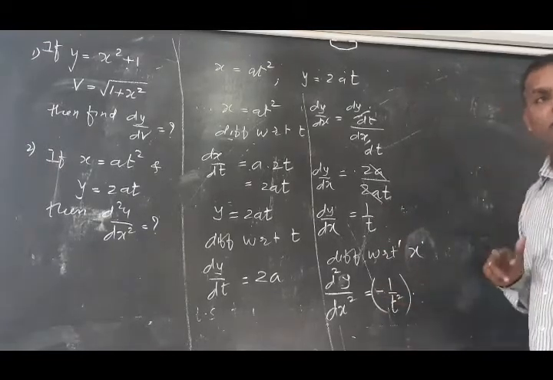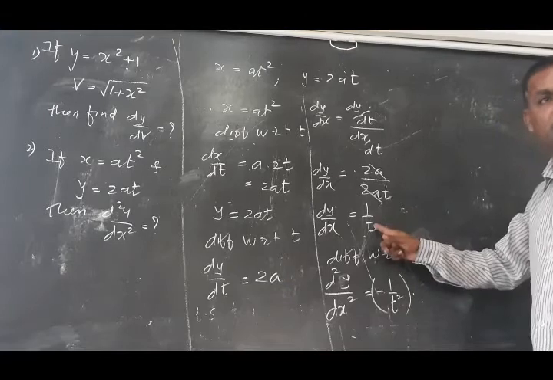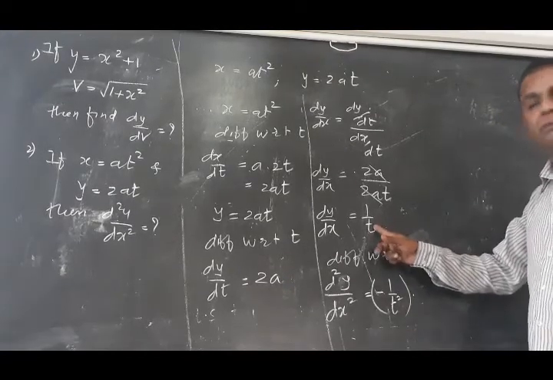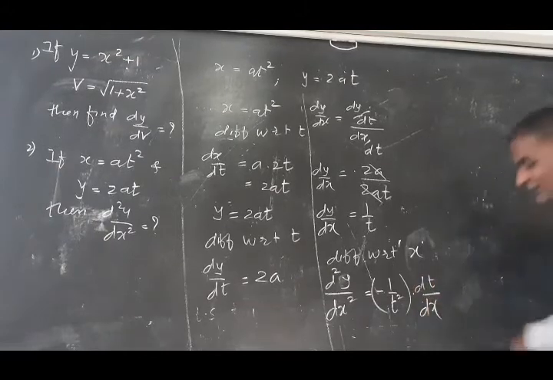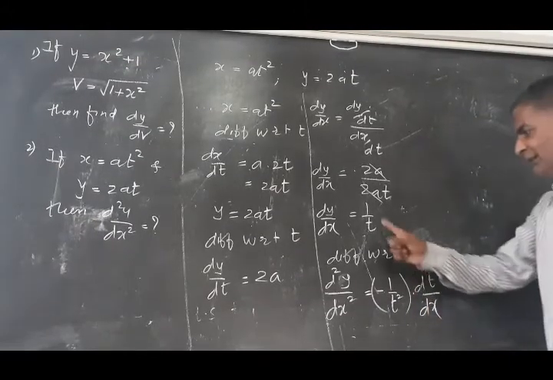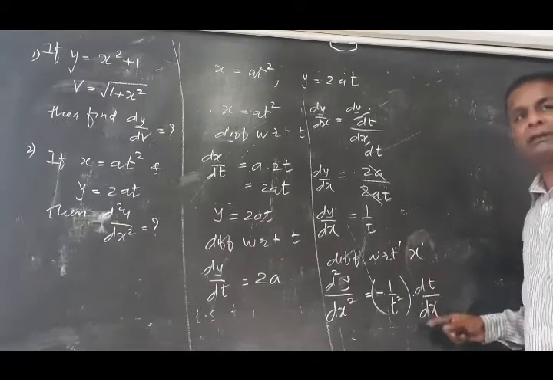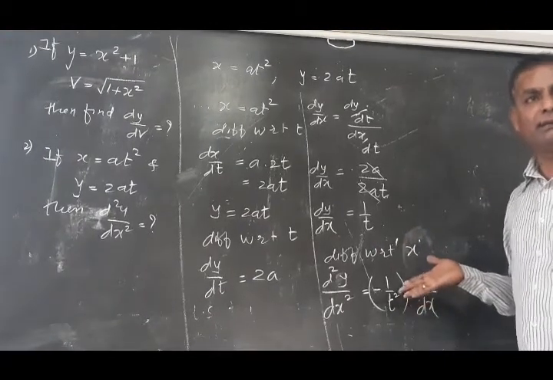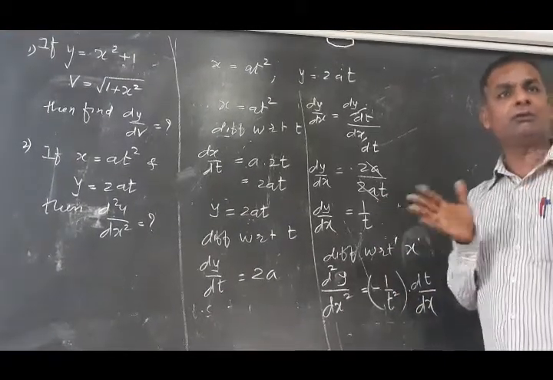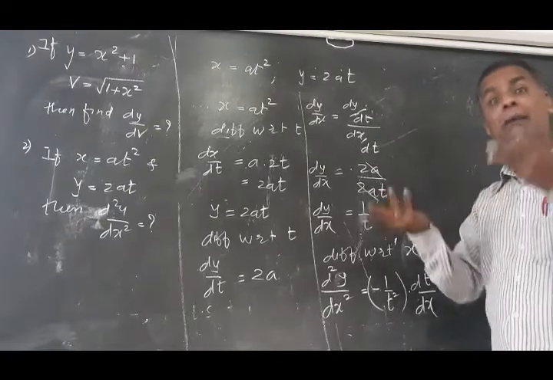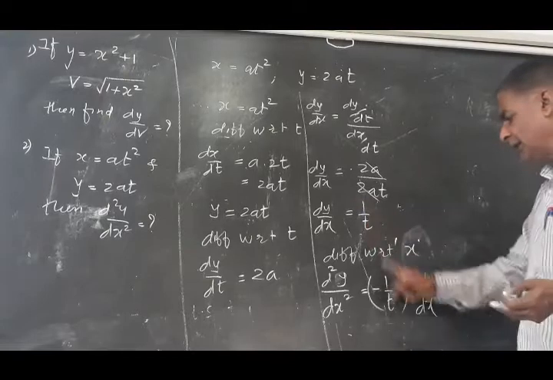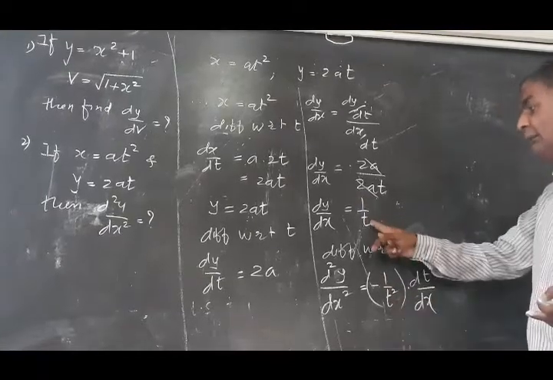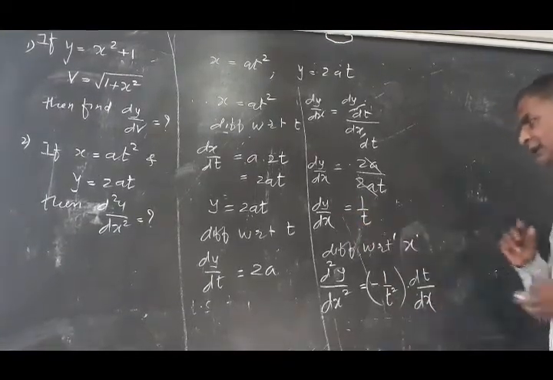But by chain rule, t is also a function with respect to x. So we can get here dt upon dx. Means here the derivative of t is equal to dt upon dx. Similarly, when we take y square, the derivative of y square is equal to 2y dy divided by dx. Why divided by dx? Because y is differentiated with respect to x. Similarly, the derivative of 1 upon t is minus 1 upon t square, and the derivative of t with respect to x is equal to dt by dx.